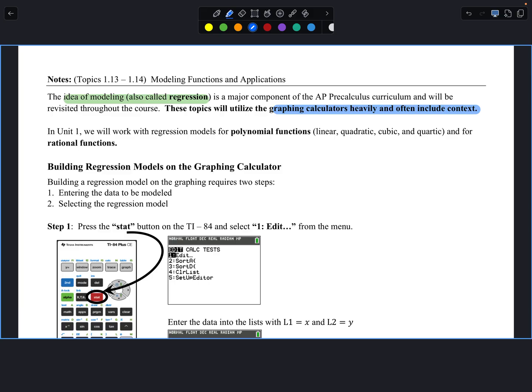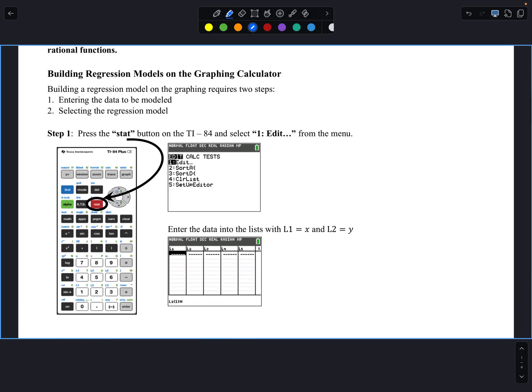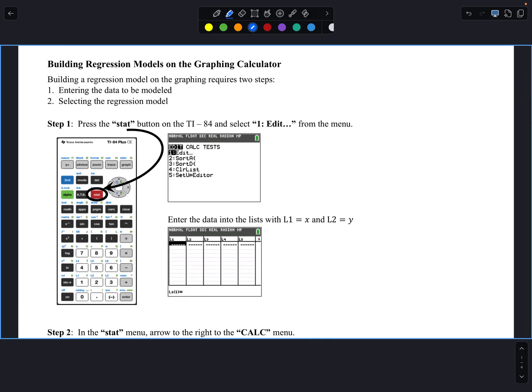If you are going to take stats in college, they obviously won't give you a calculator like this, but when you take stats, I highly recommend one of these calculators for stats. In Unit 1, we worked with polynomial functions and rational functions. So to build the regression model, this walks you through how to do it.